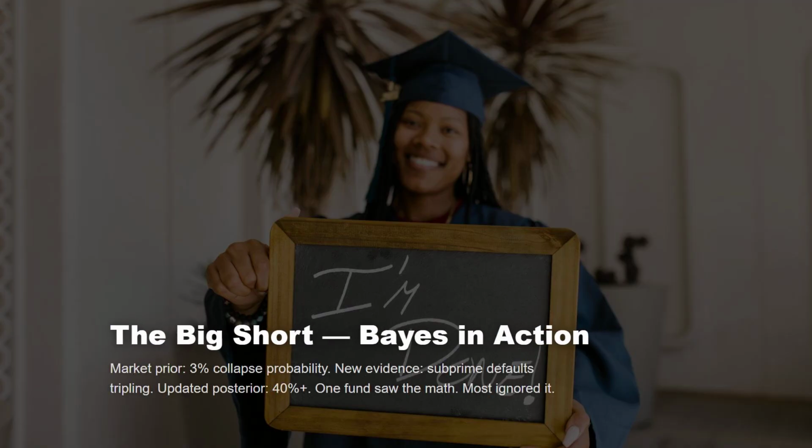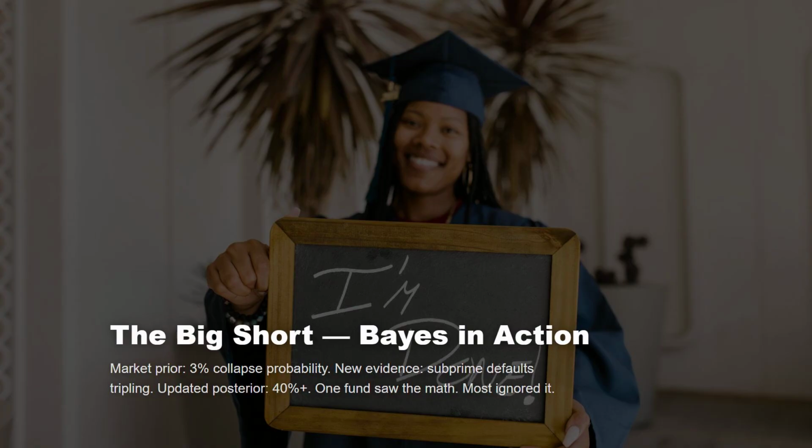Let us return to the 2008 financial crisis for a moment. In 2006, the market assigned a prior probability of roughly 3% to a systemic housing collapse. Then new data started arriving. Subprime default rates doubled, then tripled. Most market participants ignored this data or rationalized it away. They did not update their priors.